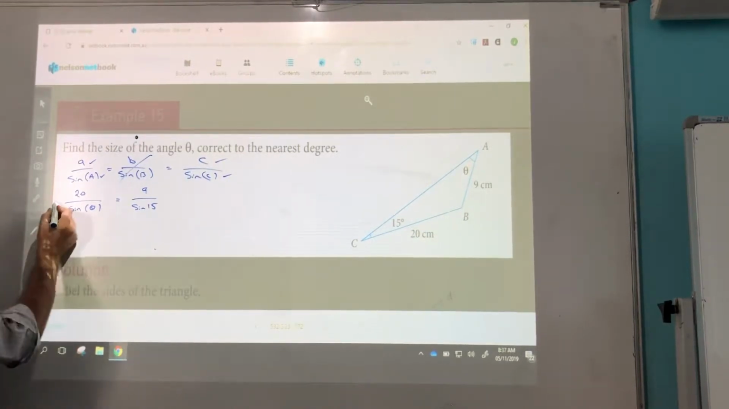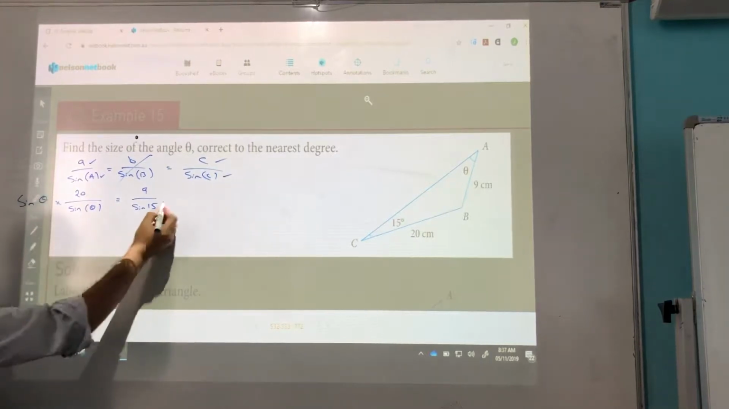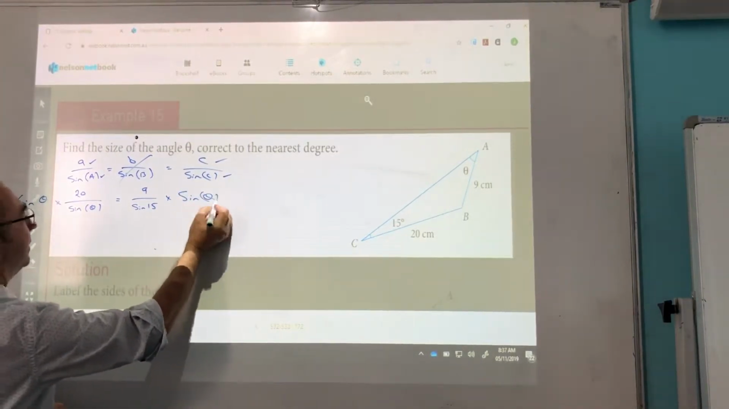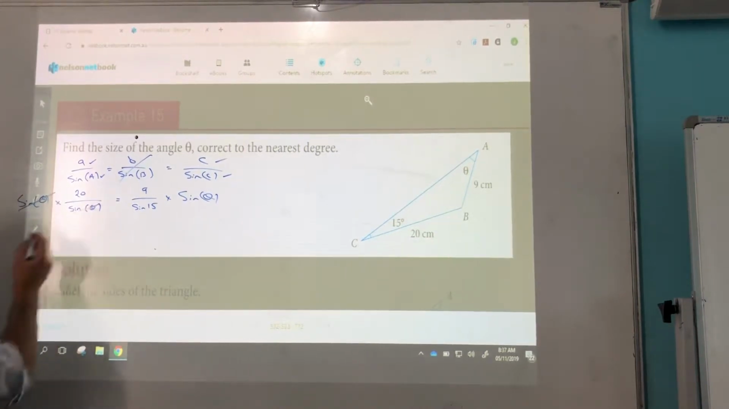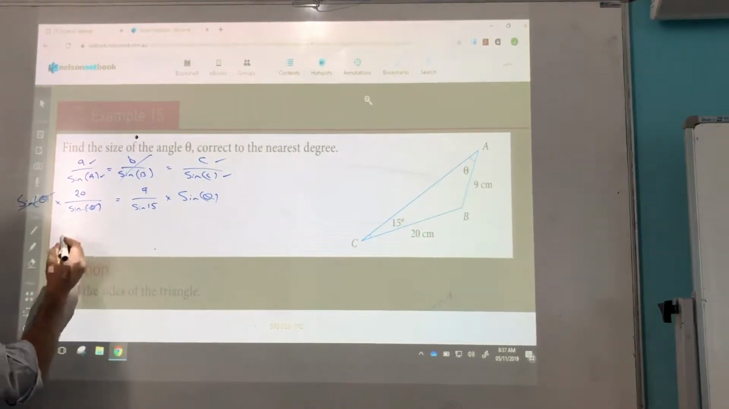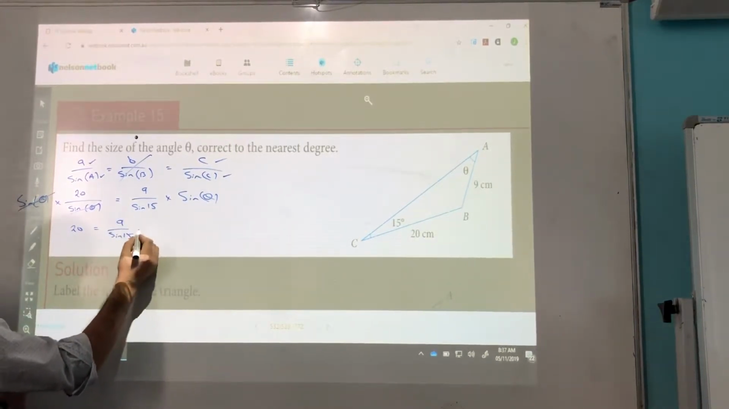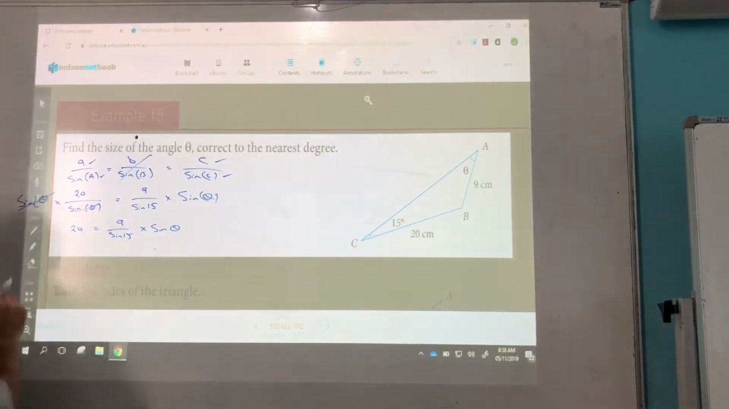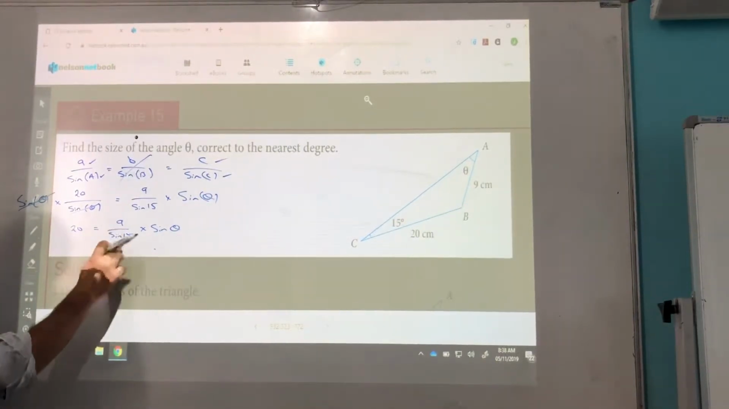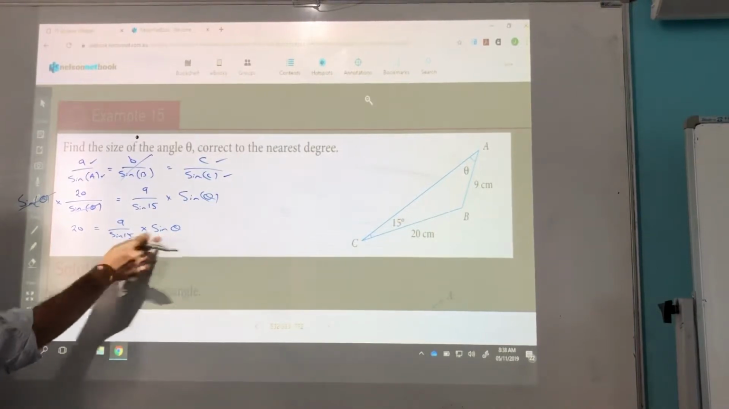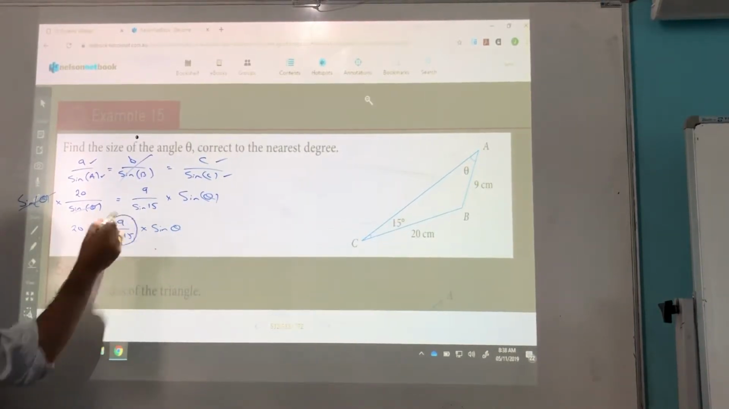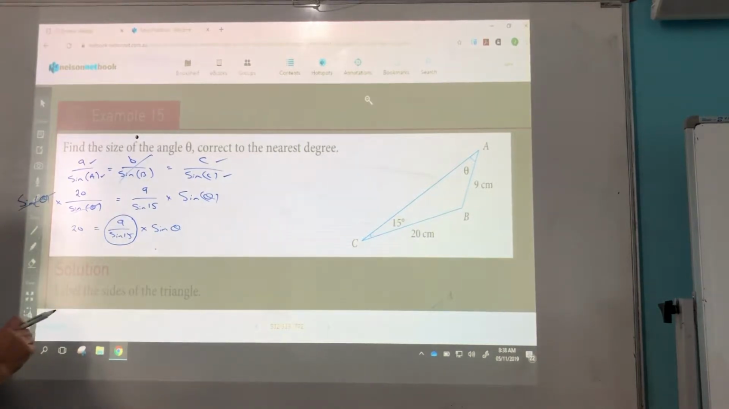The first thing we're going to do is multiply both sides by sine theta. Here they're going to cancel out, and then it effectively moves it over there. So we get 20 equals 9 over sine 15 times sine theta. Now we want to get rid of this. We just want sine theta by itself. We're close. What we need to do is divide both sides by 9 over sine 15.